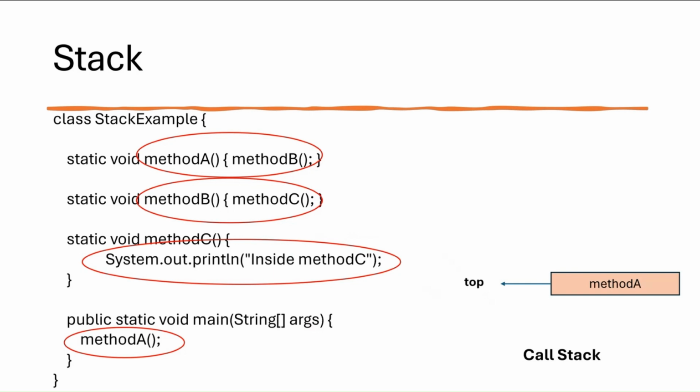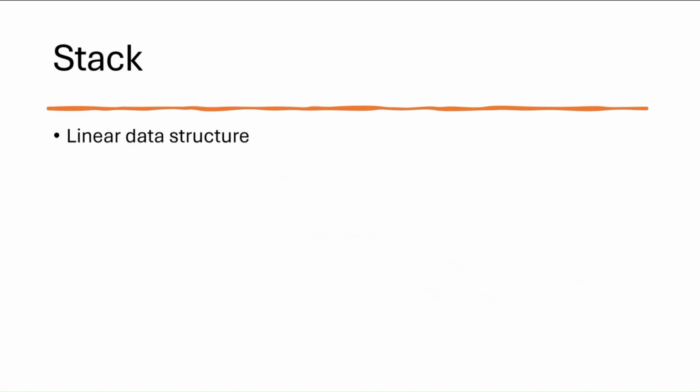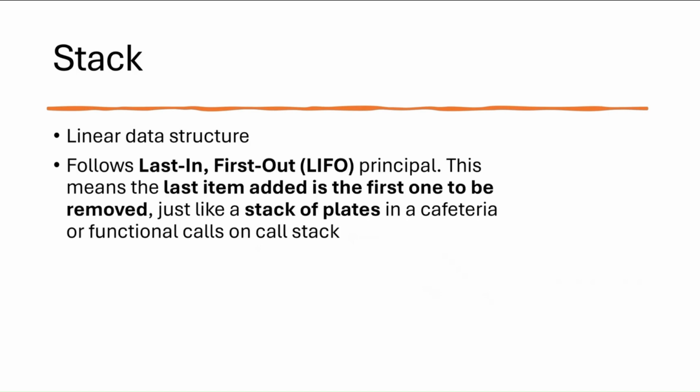So based on the previous two examples, what we understand is that stack is a linear data structure. Each element is connected to only one element, basically the next element. It's a linear data structure, and it follows the last in first out principle. This means that whatever the last item added is the first one to be removed, just like the stack of plates in the cafeteria, where the last plate which is added to the stack gets removed first by any student coming to the cafeteria, or the nested function calls on a call stack which we saw in the previous example.